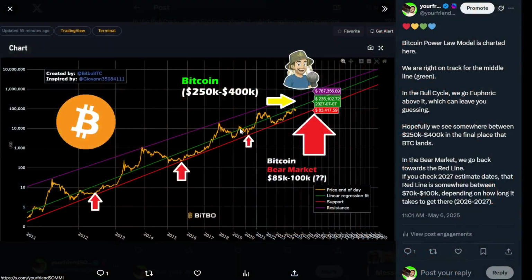How high are we going to pump in this bull market? I've got a very special episode here for you, friends. I made this chart a while back. This is the Bitcoin power law chart. Now, there's a few things to dissect here. I've made it nice and neat.